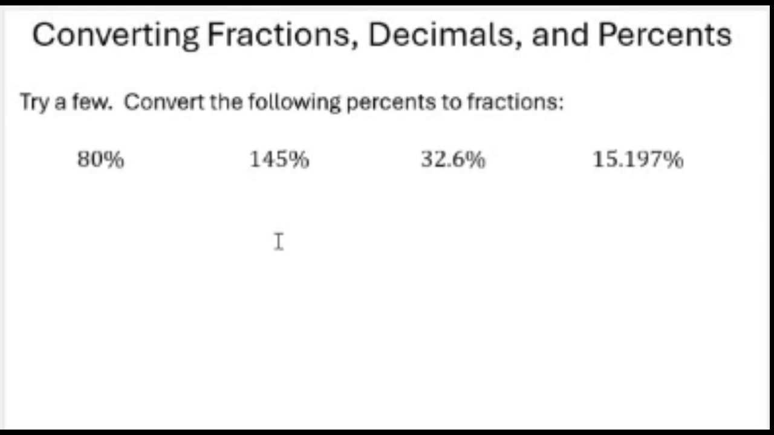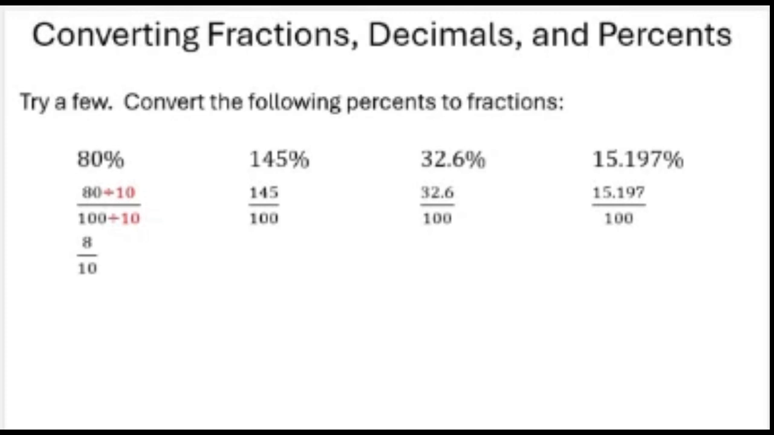Okay, on that first one, 80% means 80 per 100, 145 over 100, 32.6 over 100, 15.197 over 100. First one's fairly straightforward. We can divide top and bottom by, well, we're going to do it by 10 there first. That's the obvious one we see. It gets us 8 out of 10, but then you realize those are both still even, so we can reduce another step by dividing them both by 2. And we get down to 4/5 as that reduced fraction.